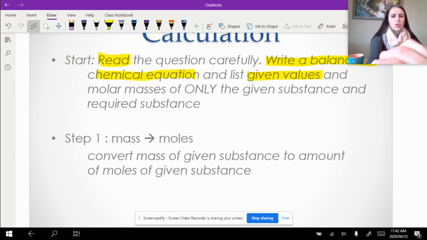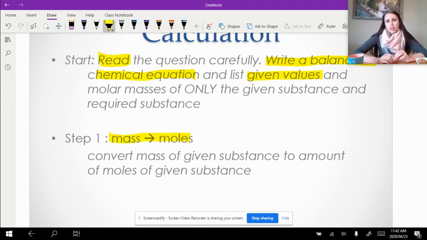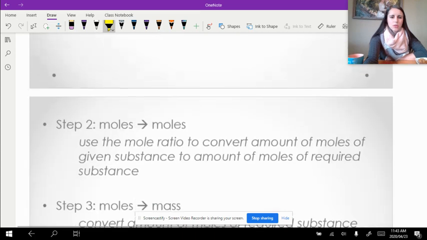Step 1 can be summarized like this: mass to moles. You are always going to be given your information in a mass form, and you are always going to have to convert to a mole form. That's why we spent so long practicing this last week and the week before. You have to be able to go from mass to moles easily. How do you do this? By using molar mass. If you're not comfortable using molar mass yet, you might want to pause the video here, go back to last week's work, and practice again how to figure out a molar mass using a periodic table. So step 1 is mass to moles.